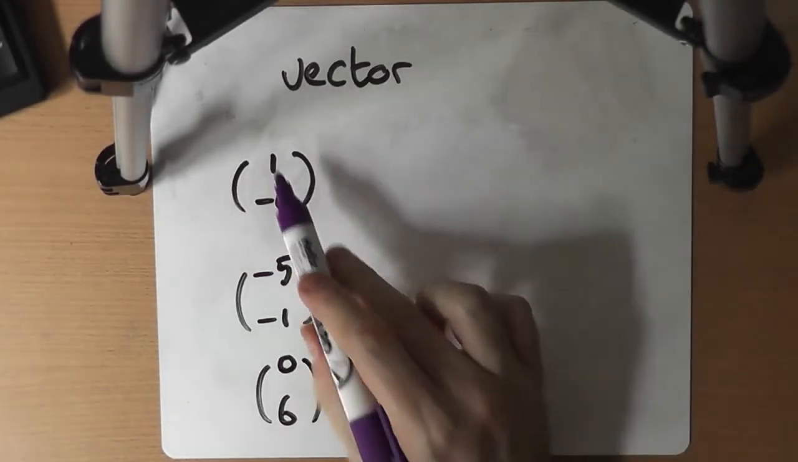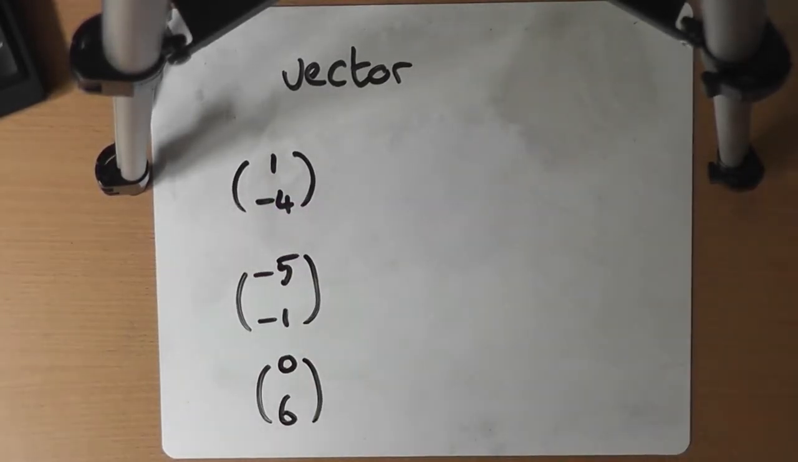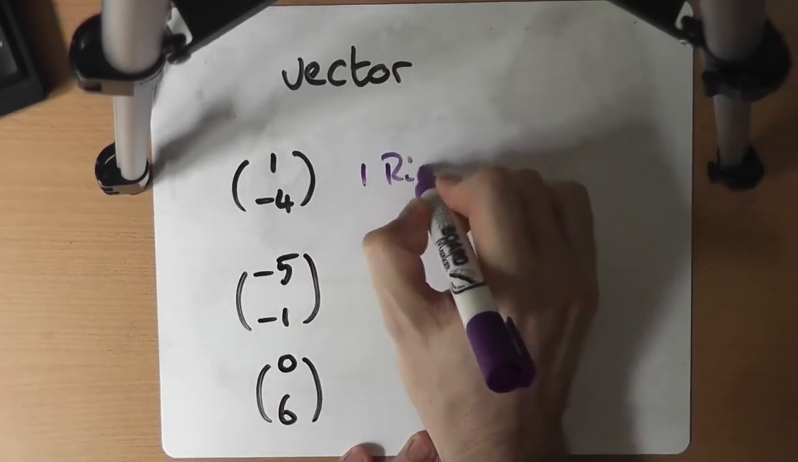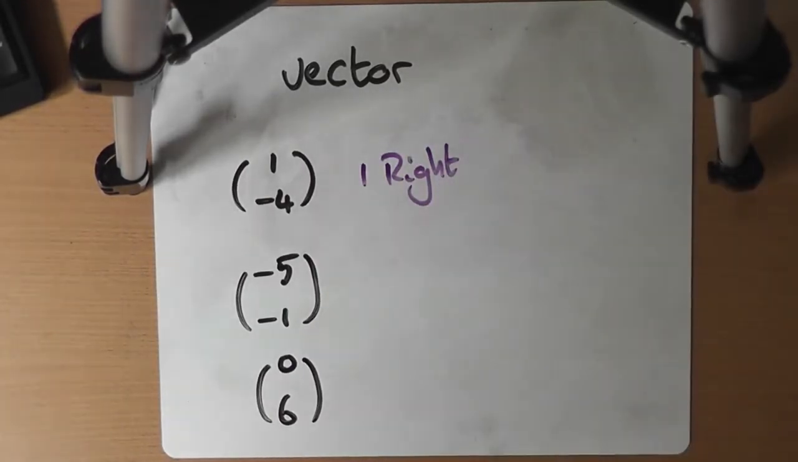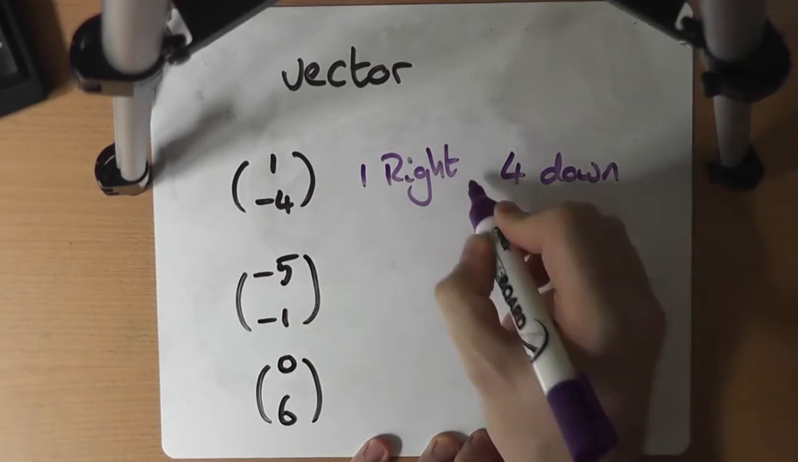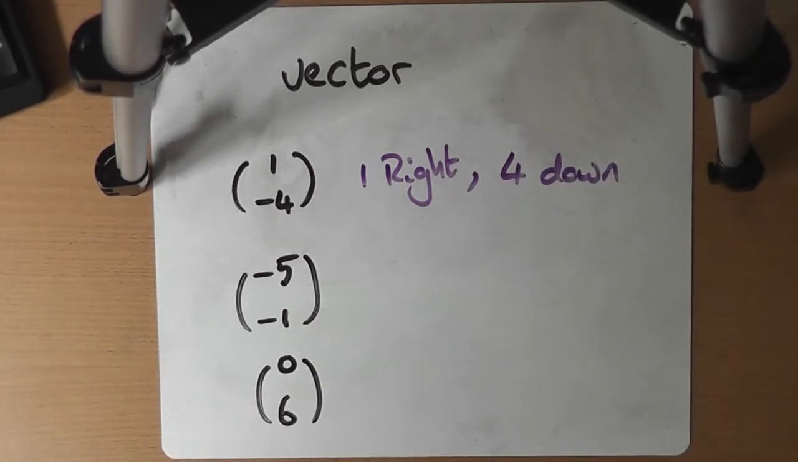This vector, for example, 1 and then -4. The number on the top is the left or right number. It's a positive 1. If we're heading in a positive direction, we're heading towards the right. So it will be 1 right. And then the number on the bottom, the up-down number, is a -4. If it's a minus number, we're heading down. So we're going 4 down. So the direction given to us there is 1 right and 4 down.